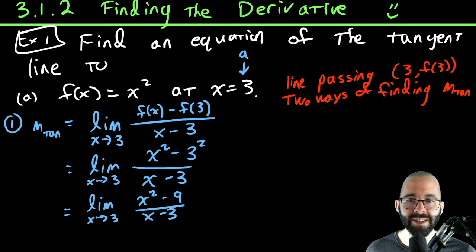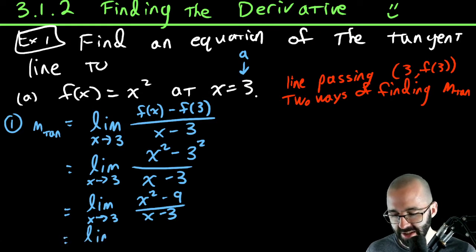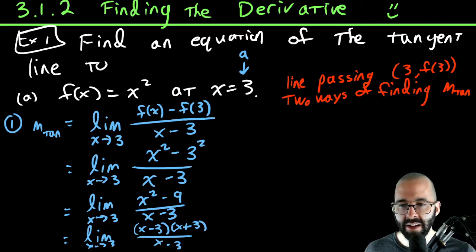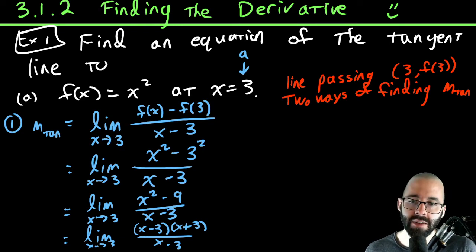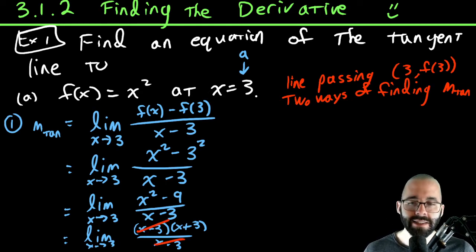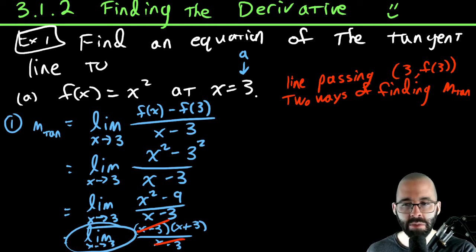We factored and canceled. This is the limit as x goes to 3. It's hard for me to write at the bottom of this tablet. The top factors to x minus 3 times x plus 3. That's the difference of squares. Now, we can't normally cancel unless we know that x is not equal to 3, because if x is equal to 3, this is undefined. But if x is really close to 3, we can cancel and it's going to be the same. And that's exactly what we have. x is getting really close to 3, but never actually hitting it.